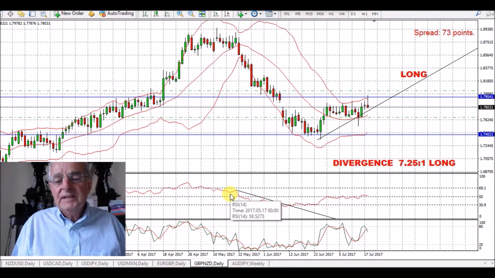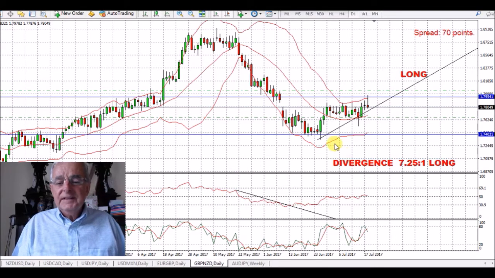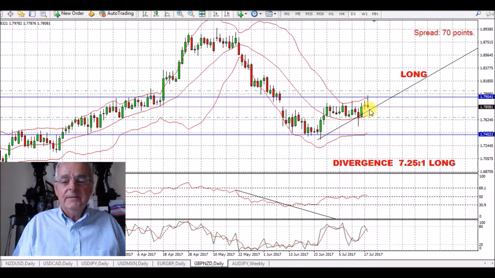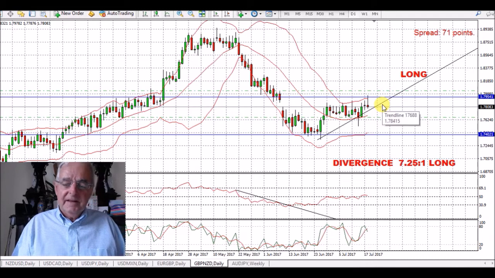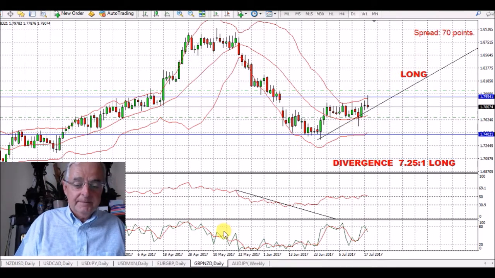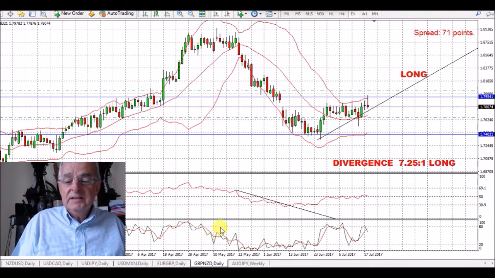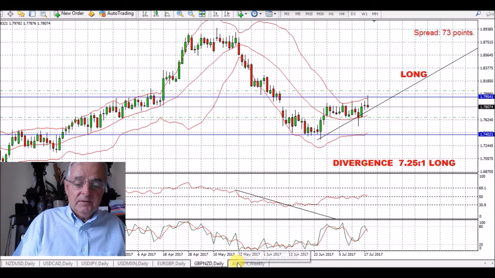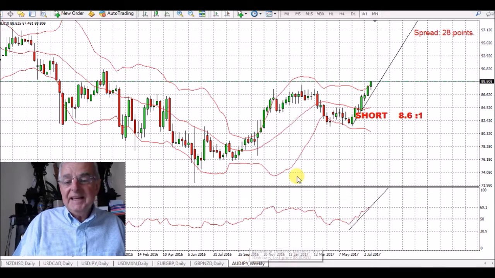The pound New Zealand dollar, this is gradually going up. We had a bit of an up candle yesterday that faded back down. We're above the 50 on the RSI. Basically, I think this is just going to sort of amble on up, but the divergence on it is a 7.25 to 1 long for the pair. So that's it.